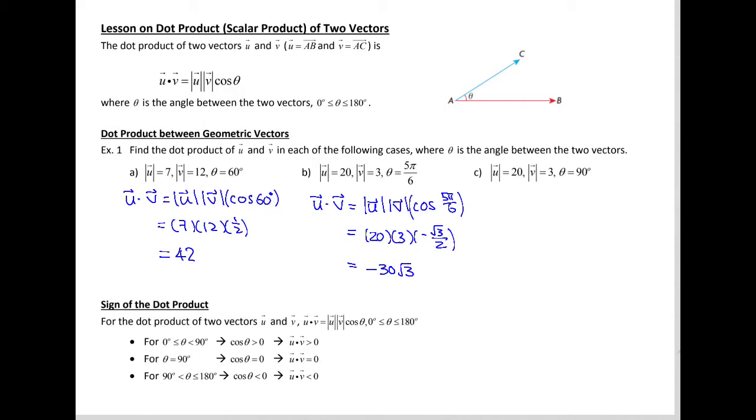Part C, once again, first, we write down the formula for the dot product. Second, we substitute the values in, and we know cosine 90 degrees is actually 0, and anything times 0 will be a 0.